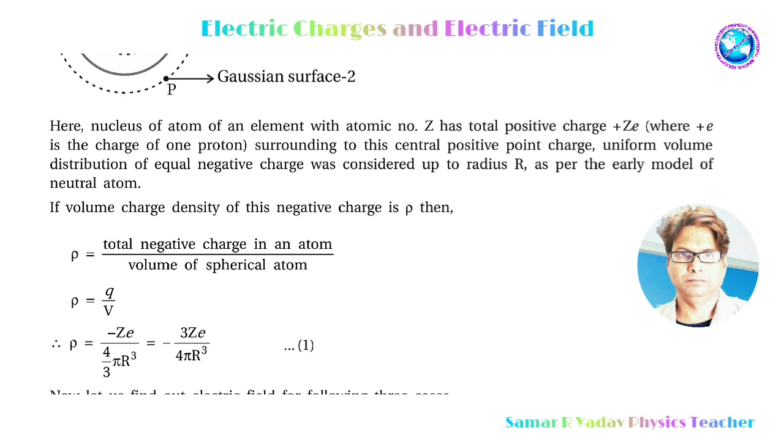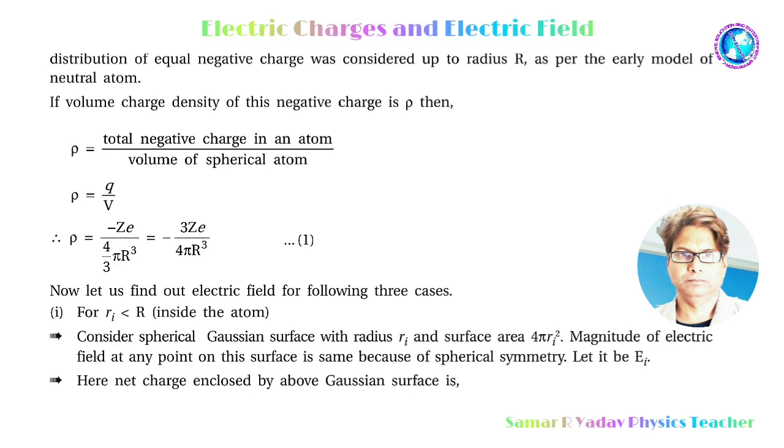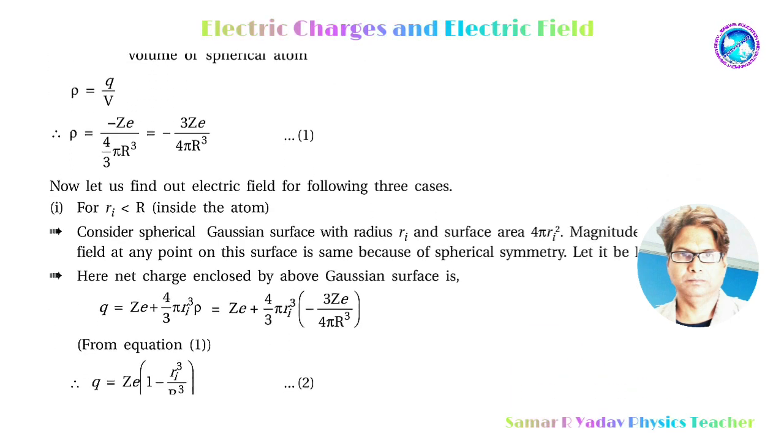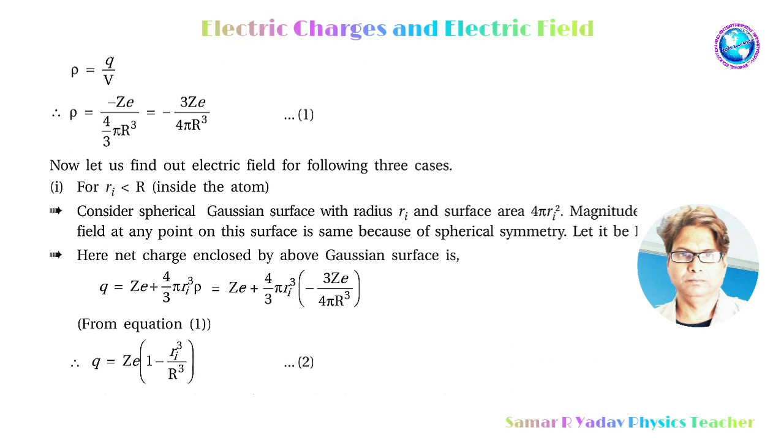upon the volume of the spherical atom. Rho is equal to Q upon V. Therefore, rho is equal to minus Ze upon 4 by 3 pi R cube, which is equal to minus 3 Ze upon 4 pi R cube. Equation 1. Now let us find out the electric field for the following three cases.